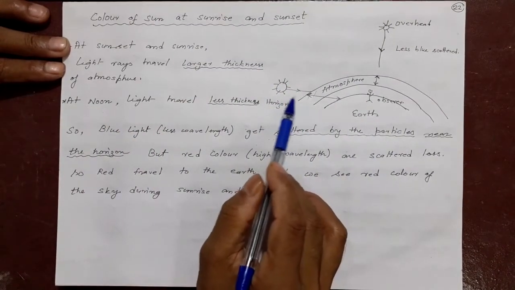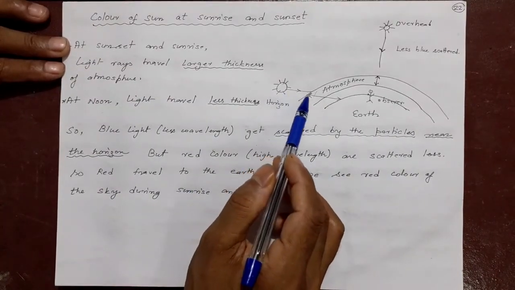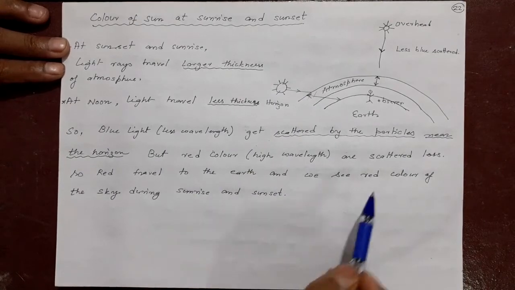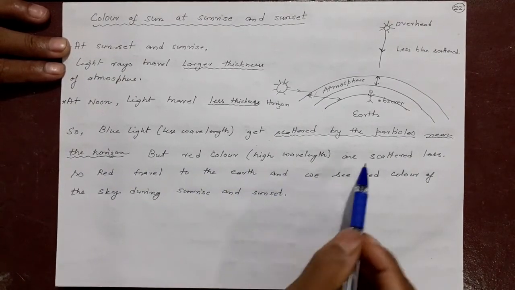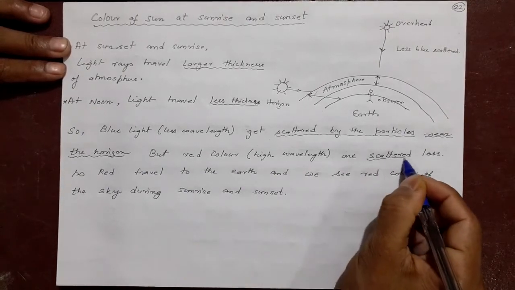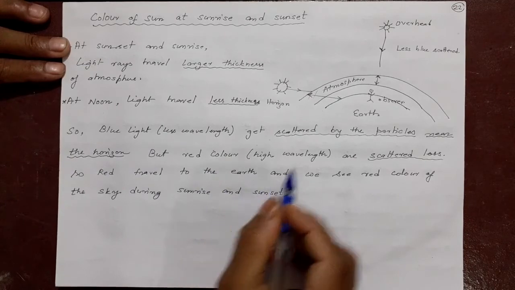Here the particles are going to scatter the blue away, and then you will only see the red colors, which are less scattered. Very important. Red colors of the sky are less scattered because they have high wavelength, and those will travel to the earth and reach us.